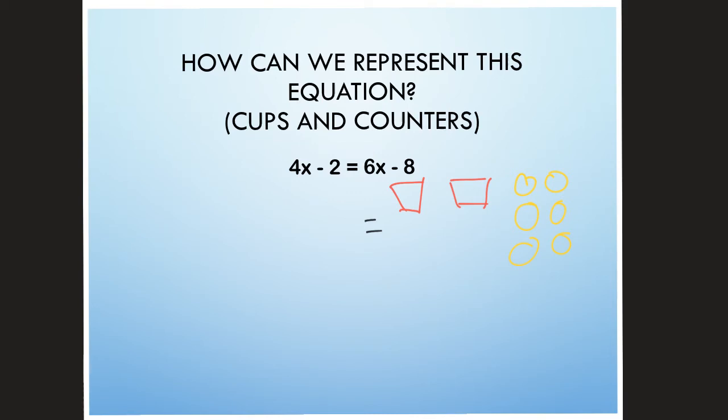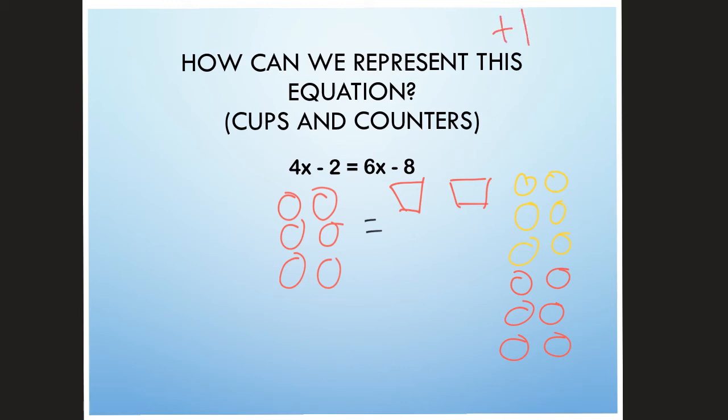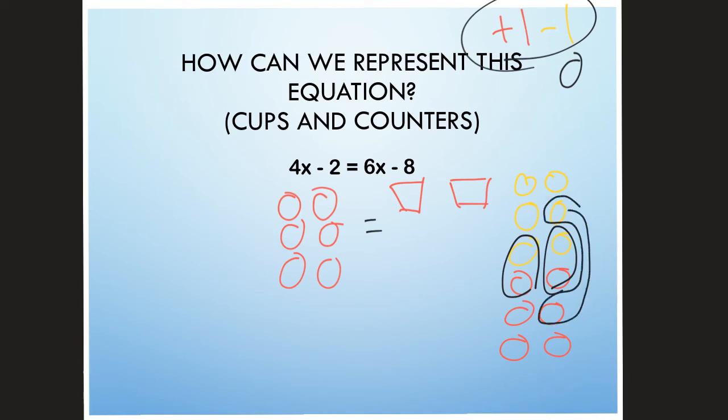So the next thing I need to do is get the cups on one side and the counters on the other. How do I get rid of those 8 negative counters? Well, it's very easy. I'm going to put 8 positive counters on each side. Now, why did I do this? Well, because plus 1 and minus 1 combine to equal 0. So each of these sets is 0. They are called a 0 pair.